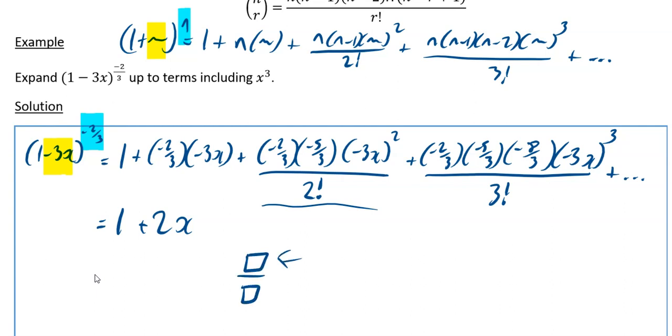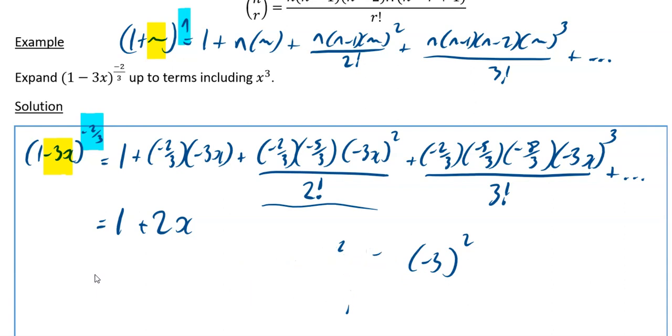In the top fraction, I'd be doing just minus 2 over 3 times minus 5 over 3, and then minus 3 squared. And on my bottom line, you can put in your 2 factorial if you don't know that it is 2, and then just press equals.